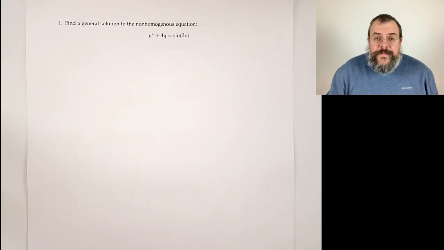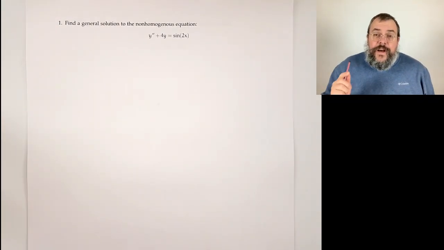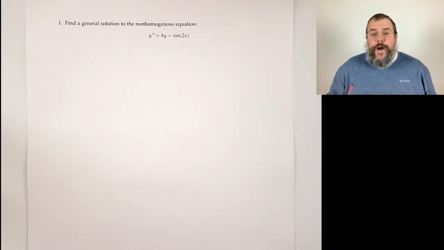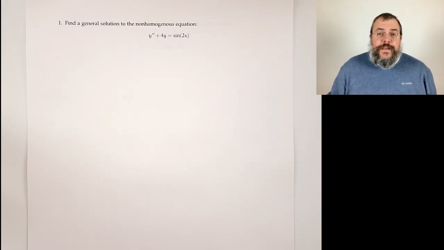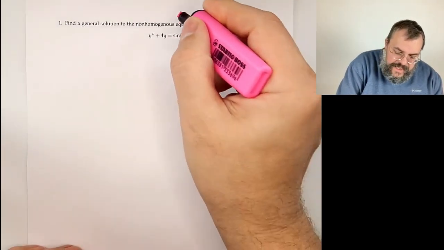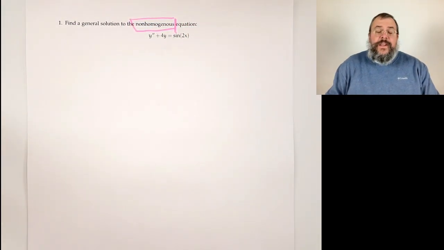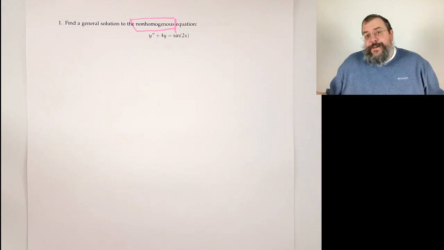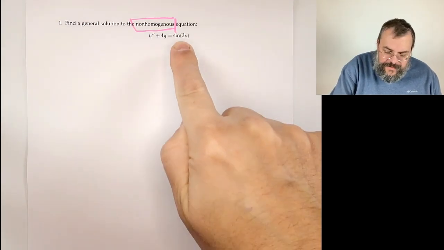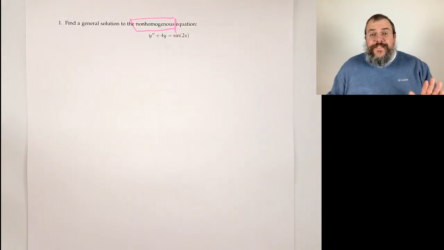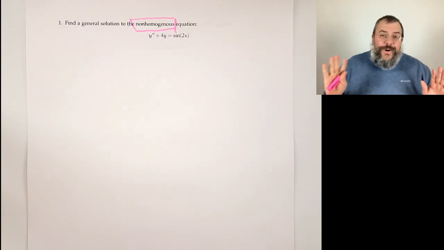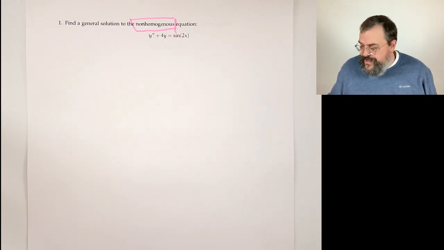Number 1. Find a general solution to the non-homogeneous equation y'' + 4y = sin(2x). Now, there's a dead giveaway to what we need to do on this problem. It says the word non-homogeneous. Even if it didn't say the word, we would know that it's non-homogeneous because we can see right there that sin(2x) is saying, whoa, there's something on that other side.